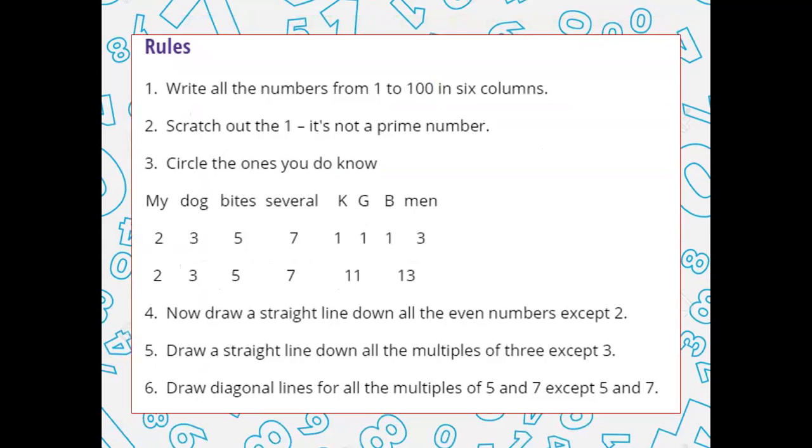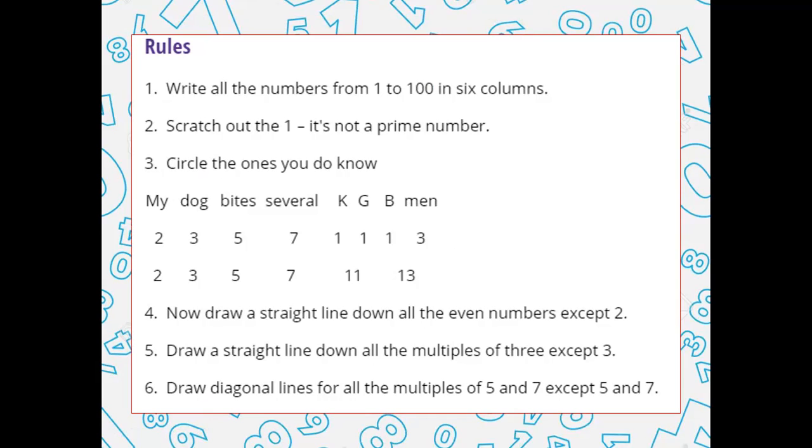Now let's take some rules to help us determine how to write all the numbers from 1 to 100 in 6 columns. So again, we're going to write 1 to 100 in 6 columns. What are columns? It's like writing 1, 2, 3, 4, 5, 6. These are 6 numbers, and it has 6 columns. Now scratch out the 1. Scratch out means you put an X on that number because 1 is not a prime number.